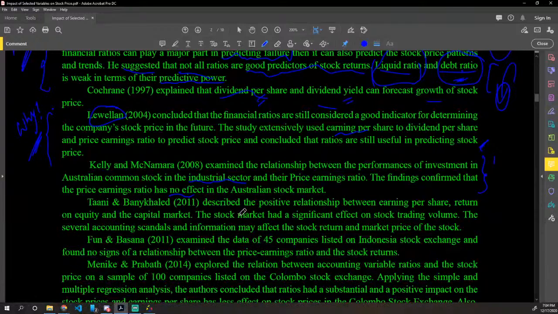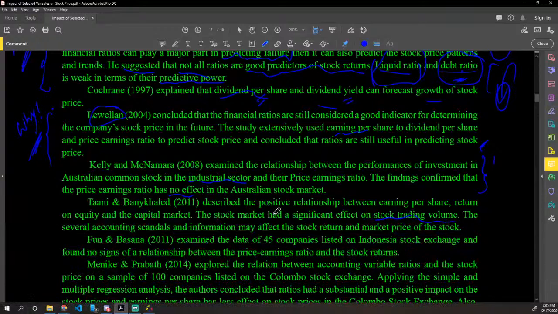Tani and Bani Khalid 2011 describe the positive relationship between earnings per share, return on equity, and the capital market. The stock market had a significant effect on stock trading volume. Okay, so that's another important thing. Trading volume is also a cool variable, right?